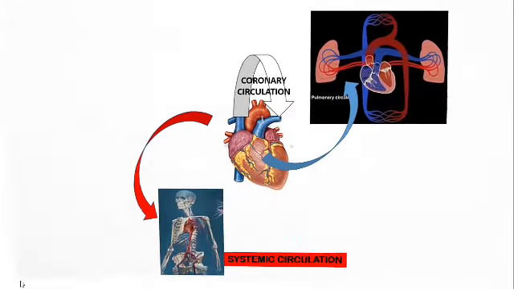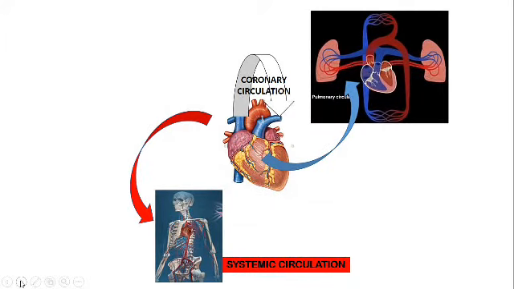This is the pulmonary circulation. Pulmonary circulation has to do with the point where the right side of the heart pumps blood to the lungs for reoxygenation, or in the case of deoxygenated blood, it goes there for reoxygenation. The second is the systemic circulation.